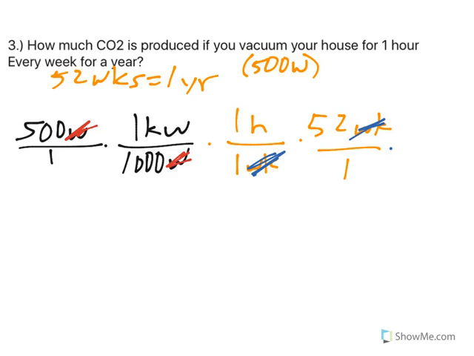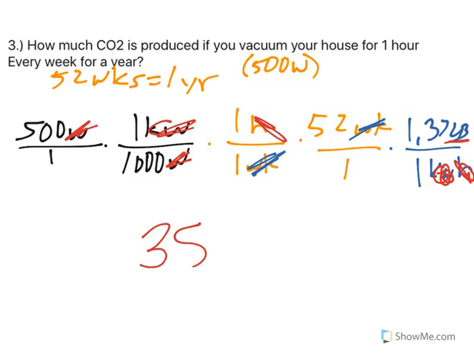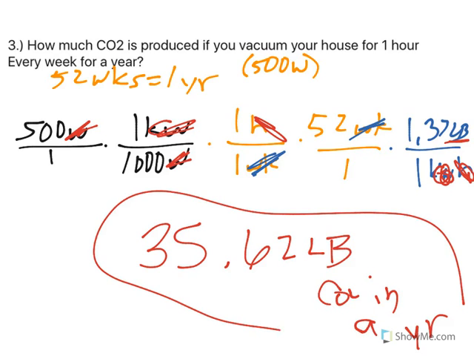Now that I have kilowatt hours, I do 1.37 pounds is 1 kilowatt hour. So kilowatts cancels out with kilowatts, hours with hours. I'm just left with pounds. I do my mathematics, multiply and divide by 1000, and I get 35.62 pounds of CO2 in a year from vacuuming.